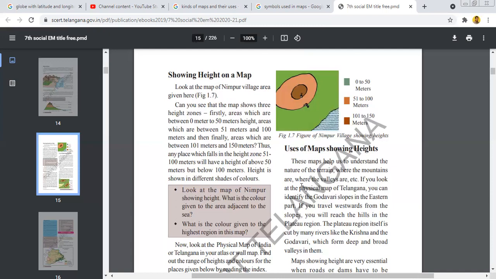All the heights we calculate from sea level. First of all, you have to understand why we are taking sea level as base. All the seas and oceans are connected to each other. So that's why we can assume that the top of the sea level is the same. That's why we measure the height of the land from the sea level. Clear? The next part we'll discuss in the next class.